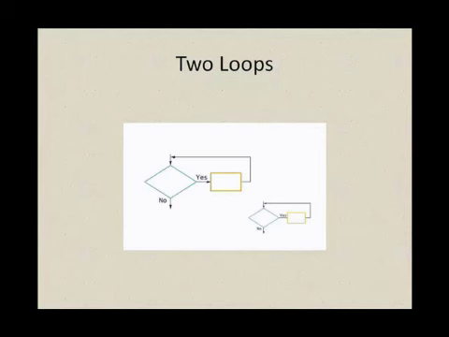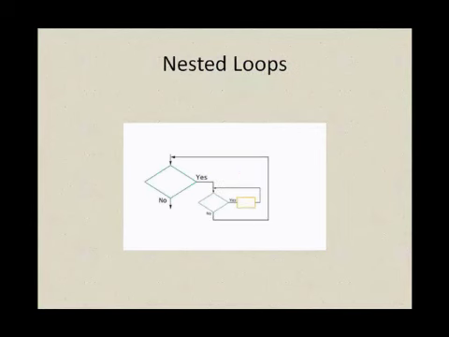When you have two loops, you can remove the body of one and insert another loop. Then you have a loop within a loop, creating nested loops. Let's look at an application where nested loops are useful.